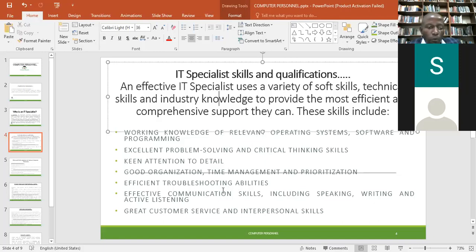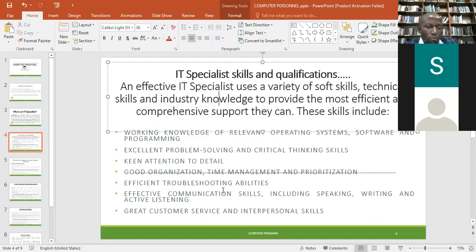Of course, before we get to these soft skills, one thing that must come first is we must be able to have the technical skills. I will be taking you through different professions, or rather different specializations. Then you get to know what those particular individuals do.